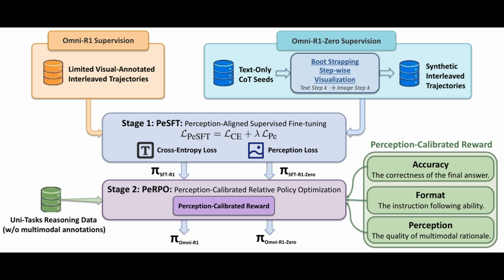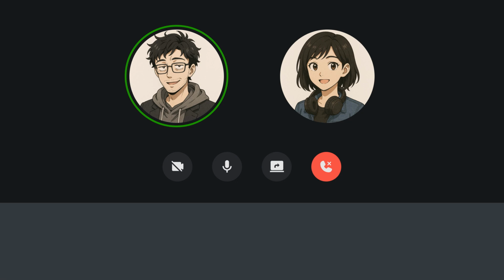This creates what they call synthetic interleaved trajectories, basically artificial examples of multimodal reasoning that weren't created by humans. What's fascinating is that these synthetic examples aren't meant to be perfect. The paper explicitly mentions that they're not intended to be perfect supervision, but rather to teach the interleaved reasoning format and expose intermediate multimodal states. It's like learning to paint by first sketching with a pencil. You're not creating masterpieces right away, but you're learning the basic process and structure.